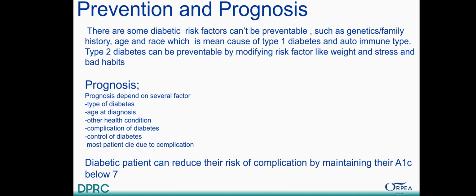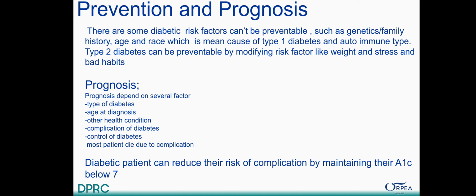Prevention and prognosis. Some diabetic risk factors cannot be prevented, such as genetic and family history, age and race, which are the main factors of type 1 diabetes and autoimmune type 2 diabetes. Type 2 diabetes can be prevented by modifying risk factors like weight, stress, and bad habits.